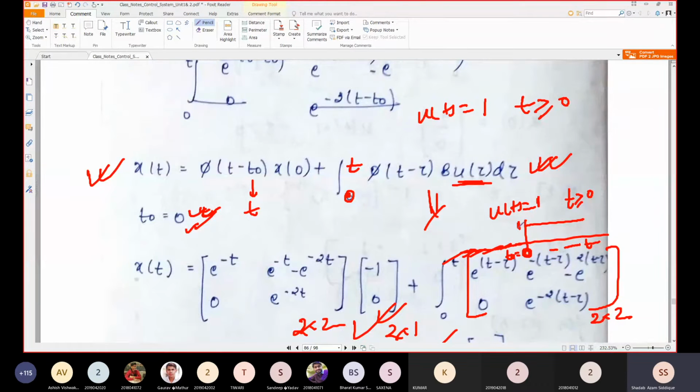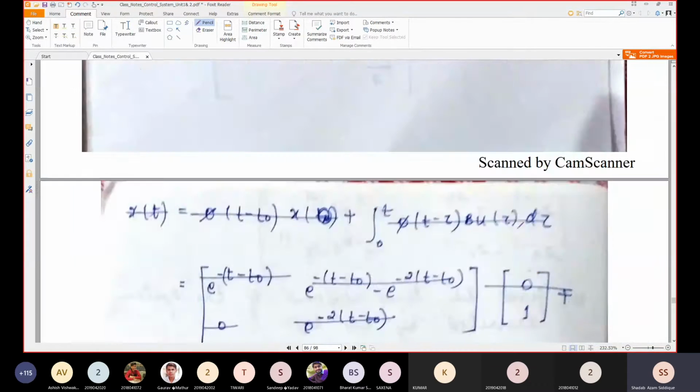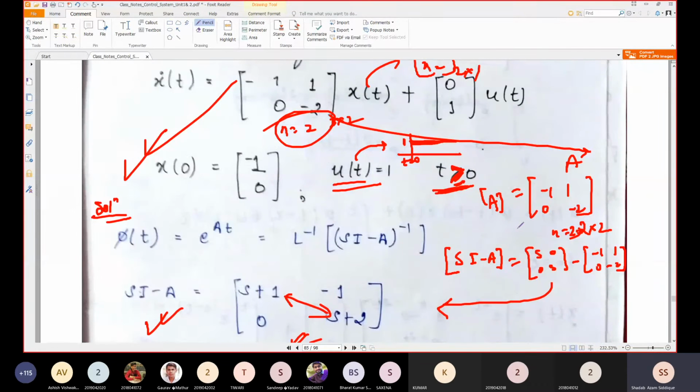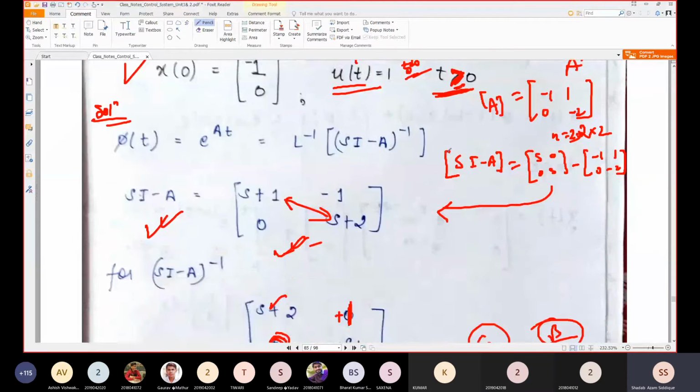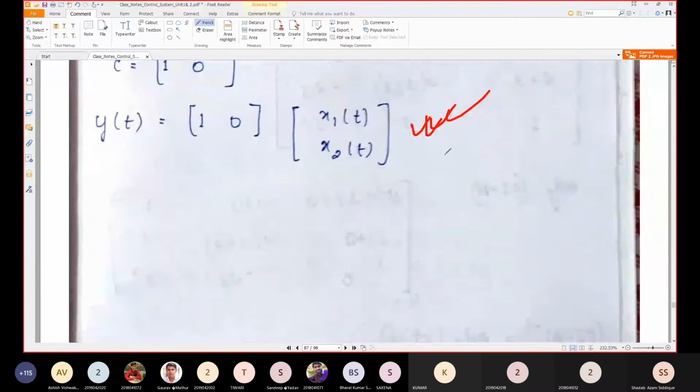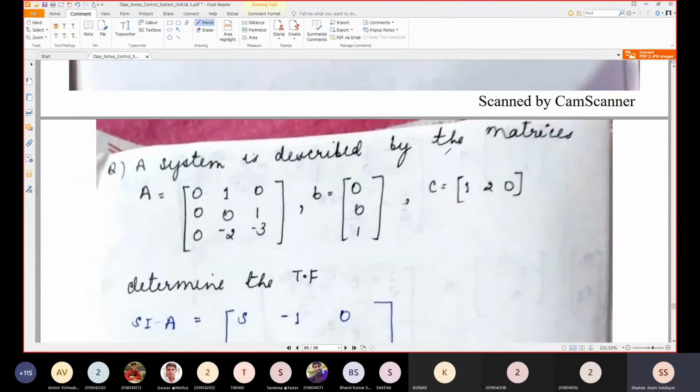So at that time we are getting the input. Otherwise, before t equal to 0, we are getting all the input values as 0. So that's why t naught equal to 0 is taken. I hope you understood. Because u of t is given here in the problem as u of t is equal to 1 for t greater than equal to 0, we have taken t naught equal to 0. Understood? Okay? Yes sir. Okay, any other doubt? Shall I proceed for the next problem?